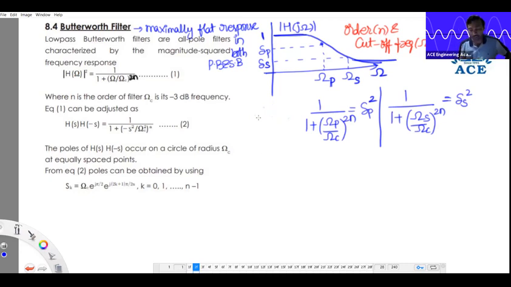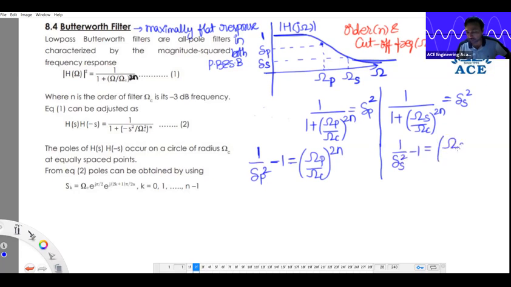Just to rearrange these expressions, I can write the first expression as 1 by δp squared minus 1 equals (Ωp by Ωc) whole power 2n. Drag δp squared to the denominator and subtract 1. Nothing new I have done. Similarly, the second expression: 1 by δs squared minus 1 equals (Ωs by Ωc) whole power 2n.